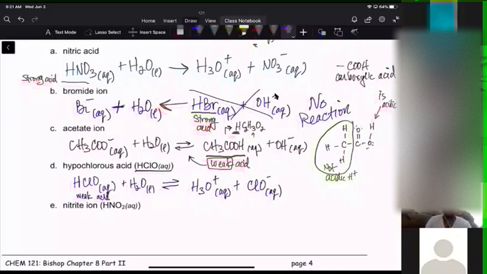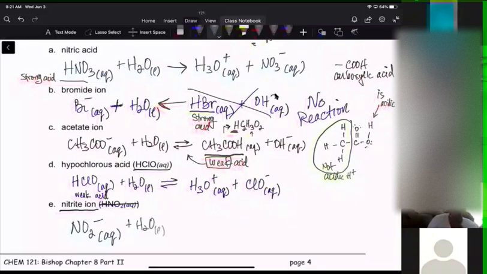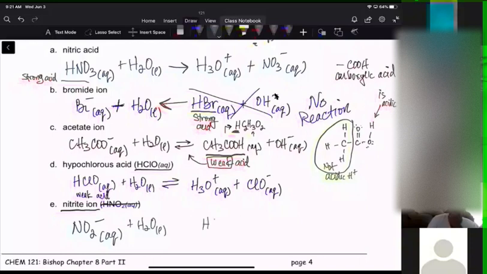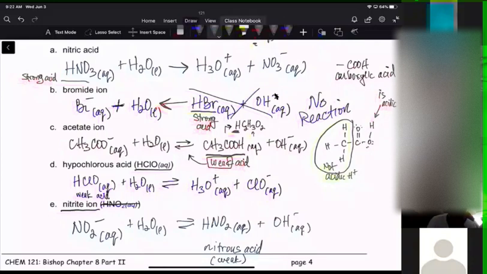Let's do the nitrite ion. And that is NO2 minus. Sometimes the acids are easier than the ions, and that's why I'm doing the ion. Maybe it's a little bit trickier. Let's put it in water. We could transfer the proton to form nitrous acid, which is weak. And then that's going to leave the conjugate base of water. And so we'll get a two-way arrow from that weak acid.